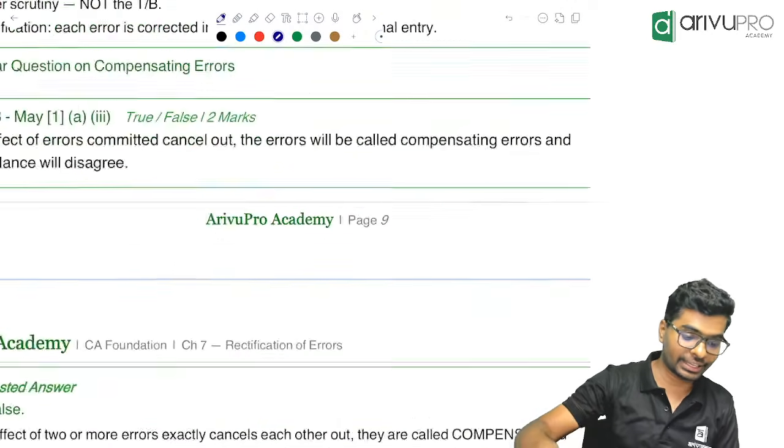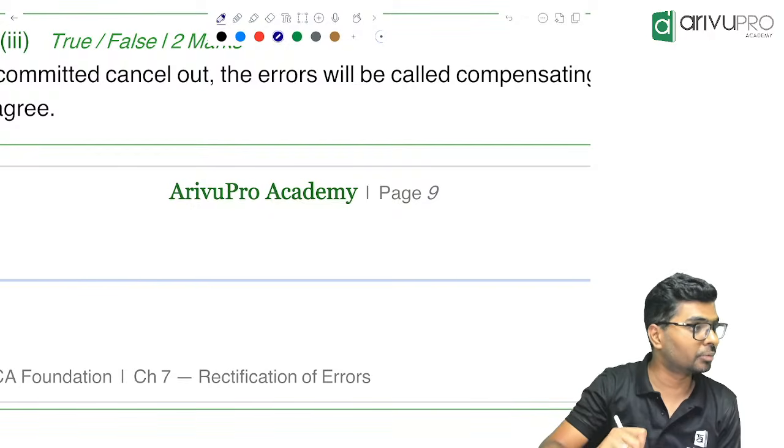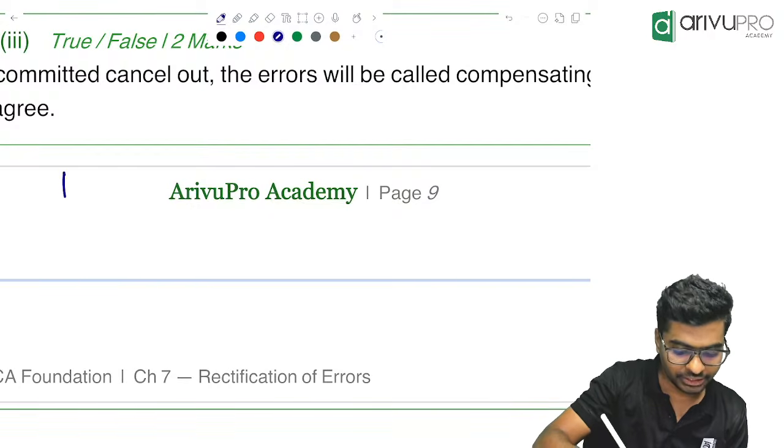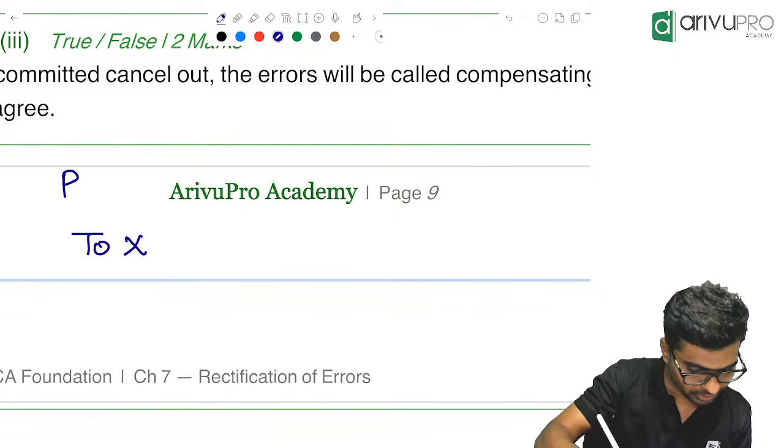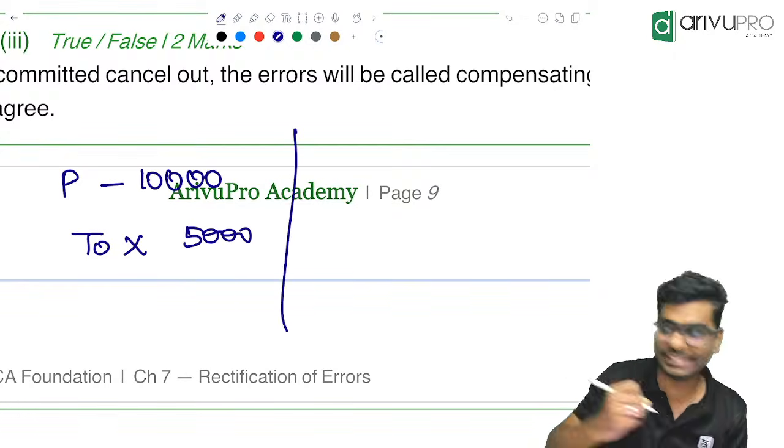Now, take an example. I have purchased goods. What is the journal entry? Purchase to X, let's say 10,000, 5,000. Is this an error?